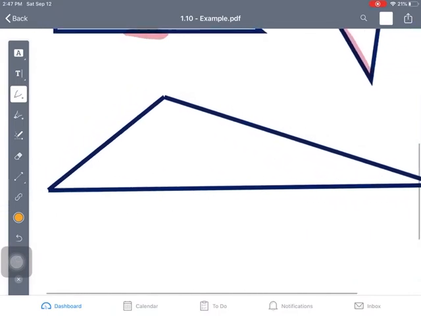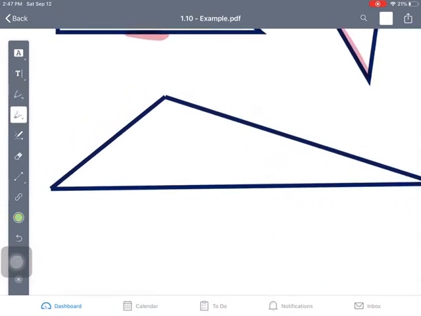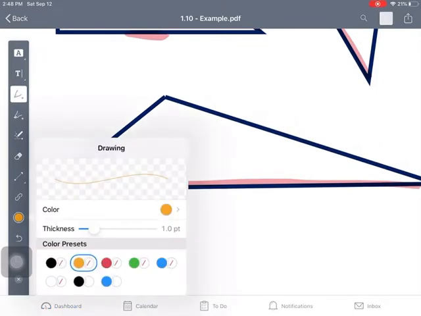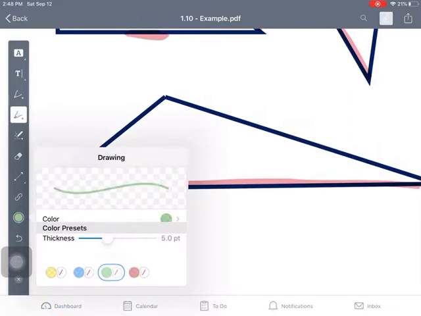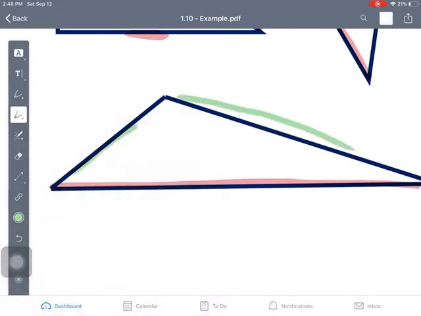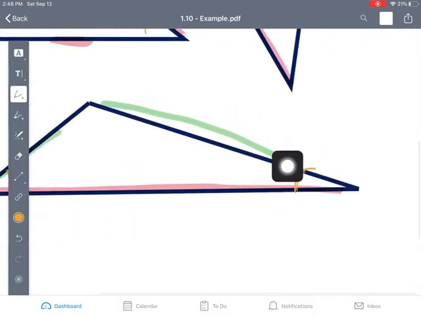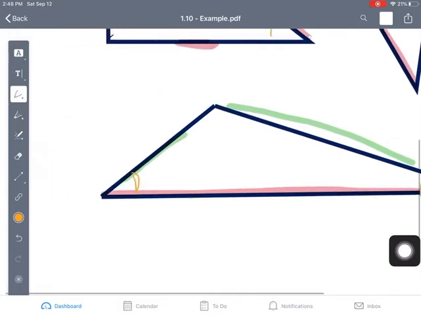Same thing with this one. We've seen this one yesterday. If I'm going to use this one as my base, there's no way that I could try and use either of these lines to be my height, because this angle is not 90 degrees and this angle is not 90 degrees. Where these two lines meet right here is not 90 degrees. Where these two lines meet over here is not 90 degrees, so I can't use those.